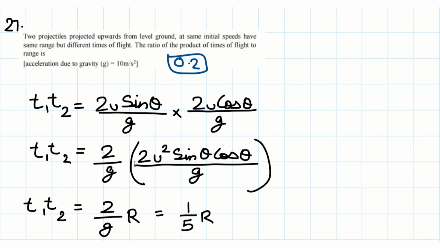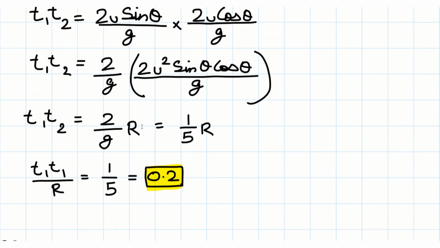The formula in the brackets is the direct formula for range. So we get t1 t2 equal to 2r by g, or t1 t2 divided by r is 1 by 5, because 2 by 10 simplifies to that, and we get the final answer as 0.2.